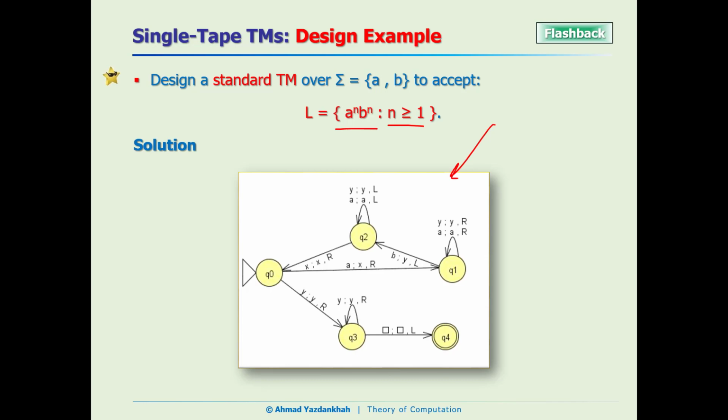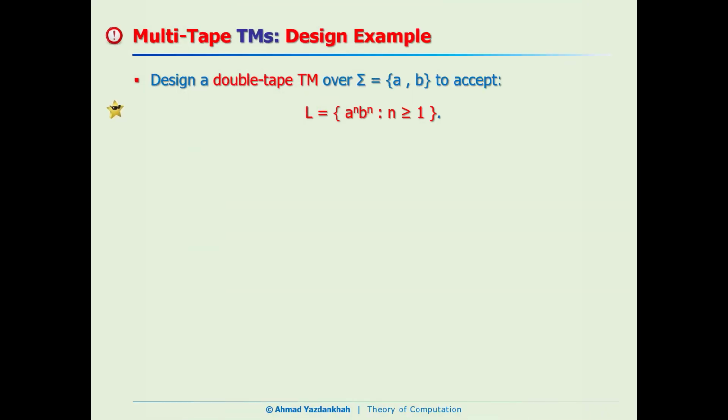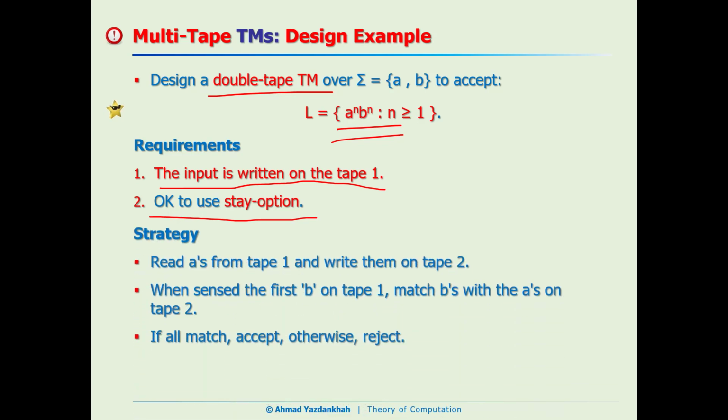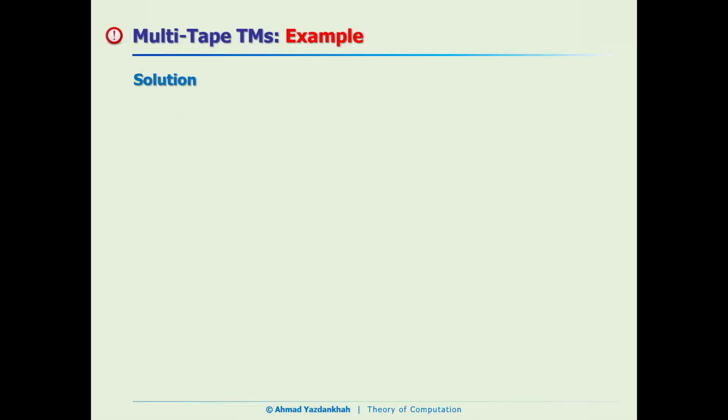And you remember how we had to juggle and go back and forth, find one A and go to the right, find a B to match with the one A. So it was a chaotic thing, right? But now look at how easily we can solve it by a dual tape Turing machine. Here are the requirements. The input is written on tape 1, and it is okay to use the stay option. I put the strategy here for your reference, but let me explain it here.